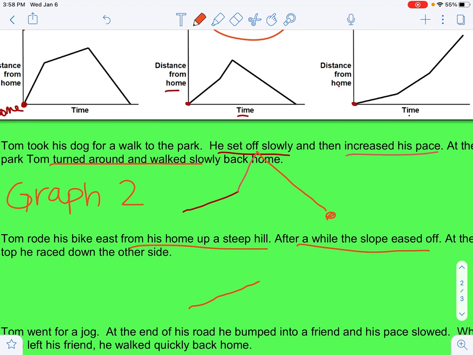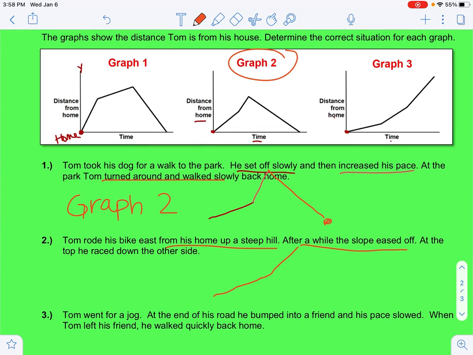Next, the slope eased off. So that means it's not really a hill anymore. So do you think you'll go slower than what you were going before, or faster? Right, you're going to go a little bit faster because you're not working so hard to get up a hill. So our line's going to be a little bit straighter, or a little bit steeper.